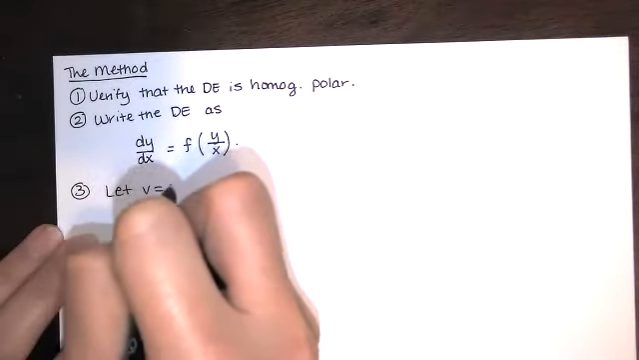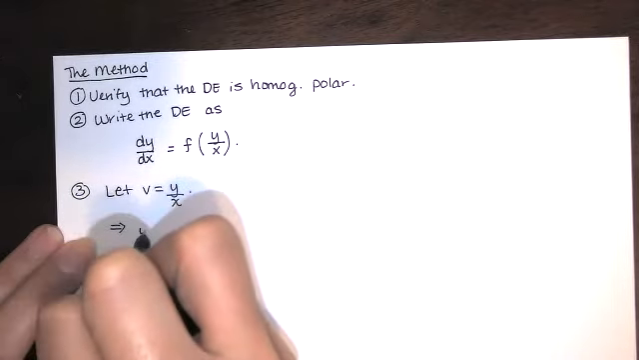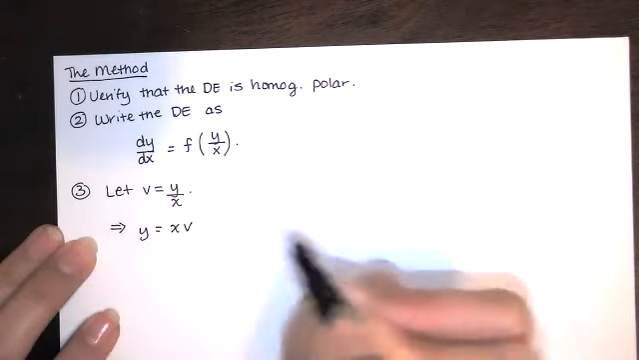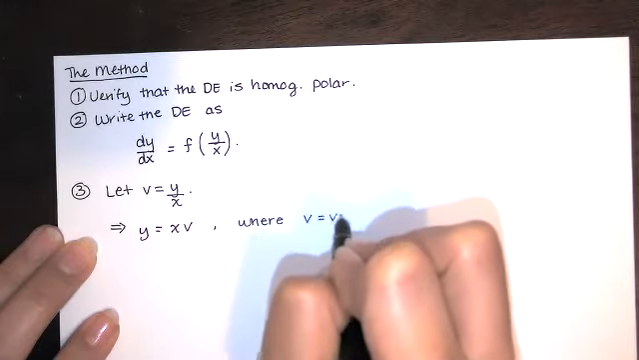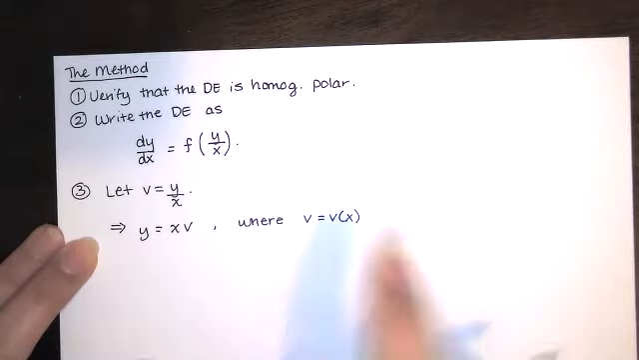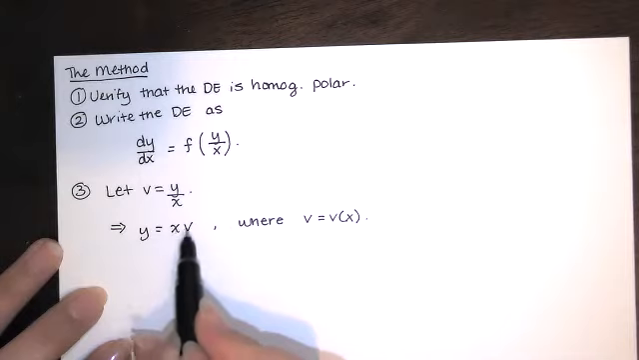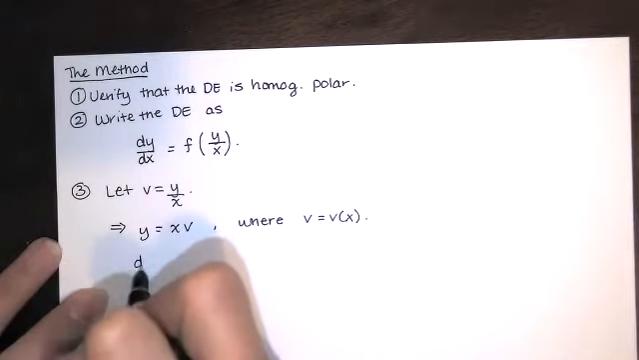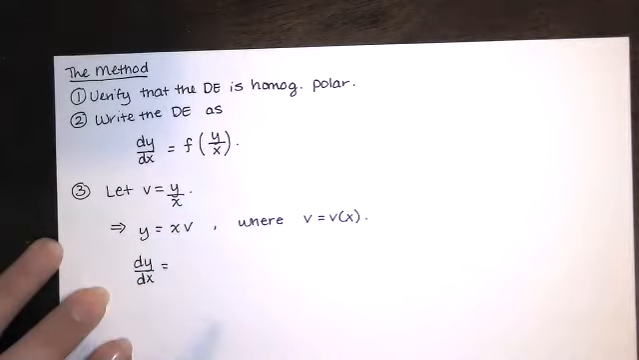So we're going to let v equal y divided by x, then solve that for y. So y is v times x, or x times v. And you want to think of v as a function of x. So that's not v times x, but that's v as a function of x. Well, if y is equal to x times v and v is a function of x, then you want to compute dy dx, because we've got that in our differential equation.